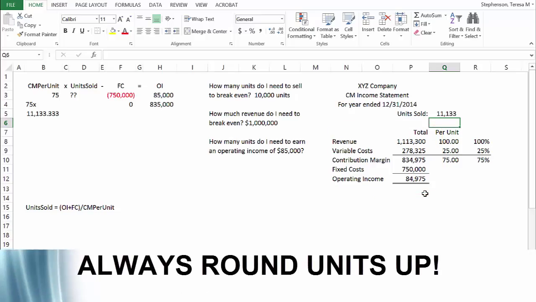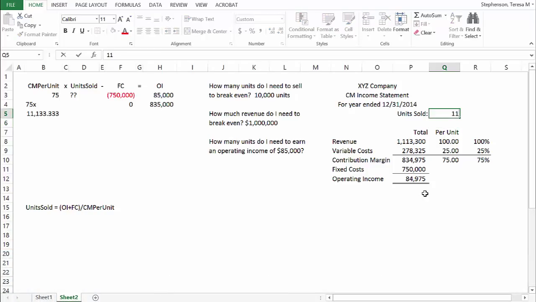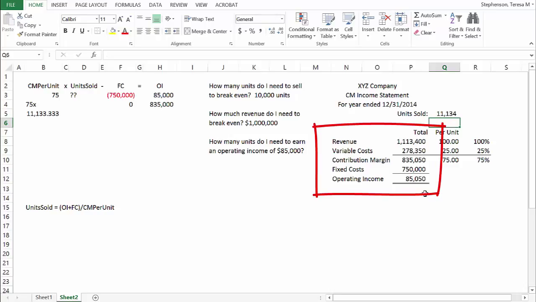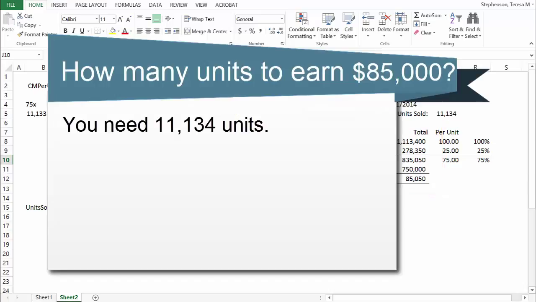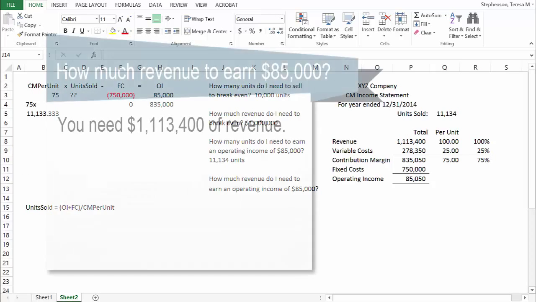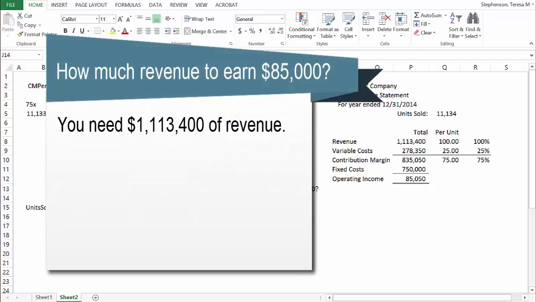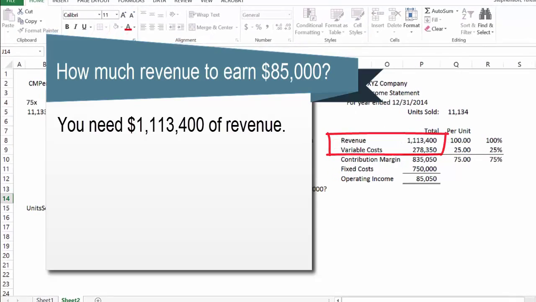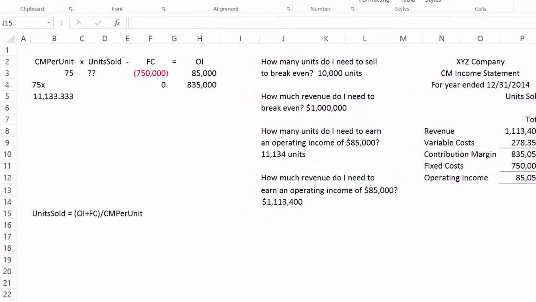We always need to round up to the nearest whole unit, 11,134. Now we have a little bit more than $85,000, and that's the correct answer. So the answer is 11,134 units. Of course, we may get that question as, how much revenue do I need to earn an operating income of $85,000? And right now we're showing that you will need to earn revenue of 1,113,400, right? That's the answer that we got using this method.